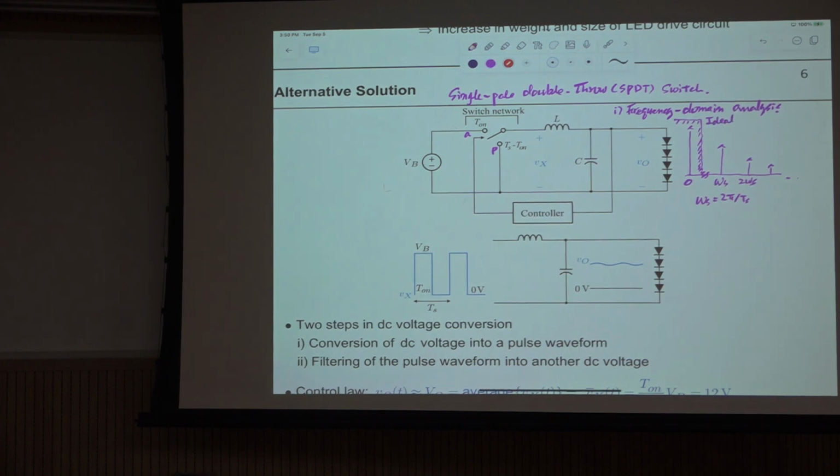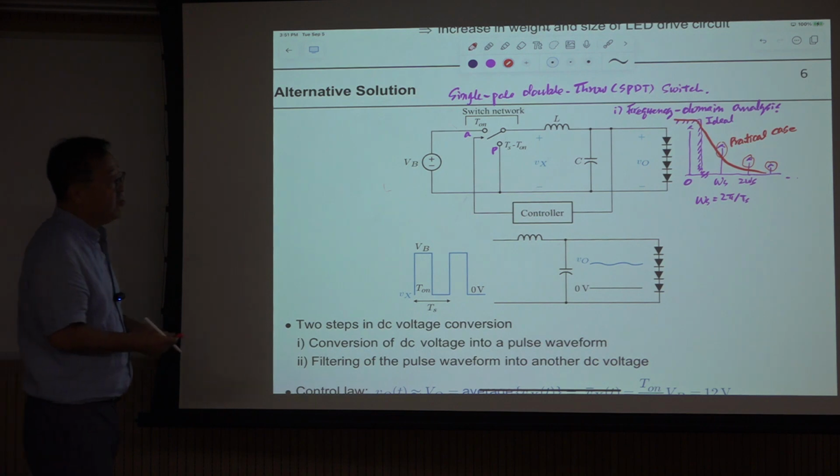But in the practical case, this will look like this. This is the real low pass filter. Then just this part of the higher order harmonics will pass through. So this is the practical case. Okay. So this is the frequency domain interpretation of the ideal case and the practical case.